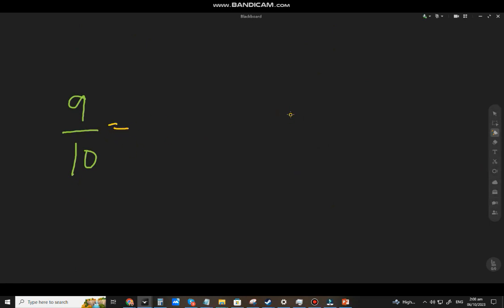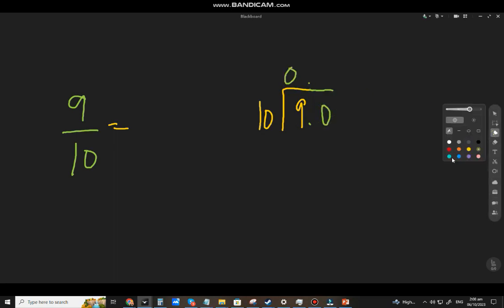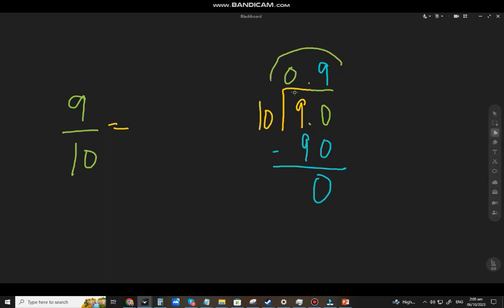So for 9 over 10, we have 9 divided by 10. As usual, we need to put a placeholder here, 0. That will be 90. 90 divided by 10, that will be 9. 9 times 10, that will be 90. 90 minus 90 is 0, and we don't have a remainder, so this is already the answer, 0.9. So for the 9 over 10 fraction, changed to decimal, that will be 0.9.